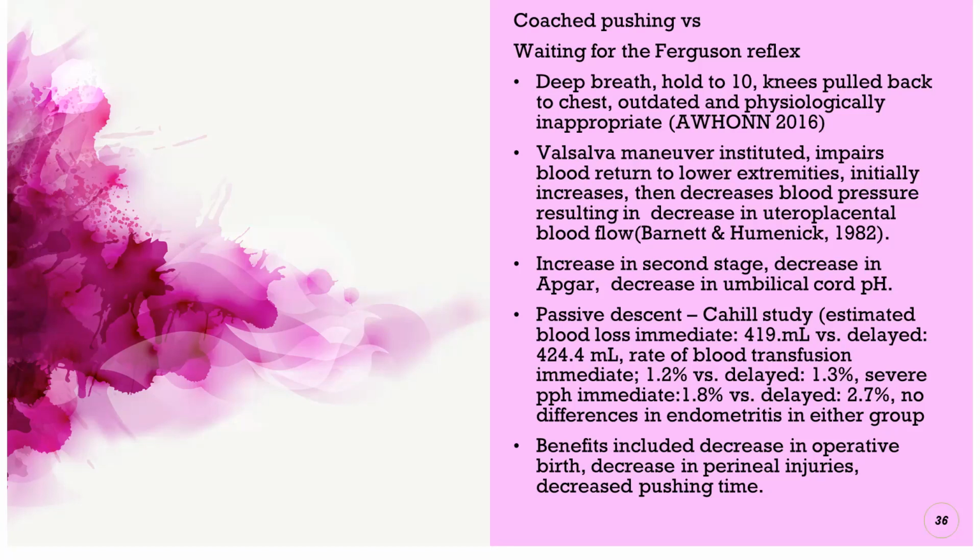When we look at the actual evidence for the Cahill study, the blood loss between immediate pushing versus delayed pushing was 419 milliliters versus 424 milliliters. The rate of blood transfusion was 1.2 in our immediate pushing versus 1.3 in the delayed. So there were not huge increases in these things, very small. In fact, most of them were not statistically significant.